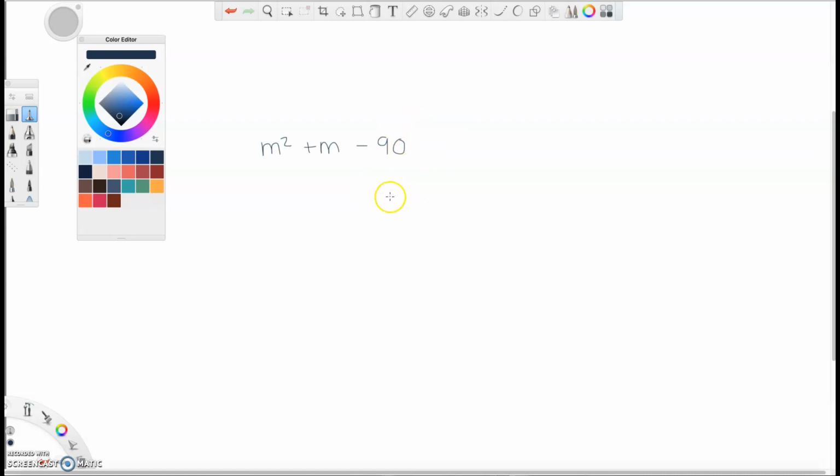What are we going to do with a 90, right? So we know, first off, that our factors are going to be m plus or minus some number times m plus or minus some other number. We also know that we're multiplying two numbers together to give me a negative, but they add to be a positive. So the only way to get a negative here is if one is positive and one is negative, okay?